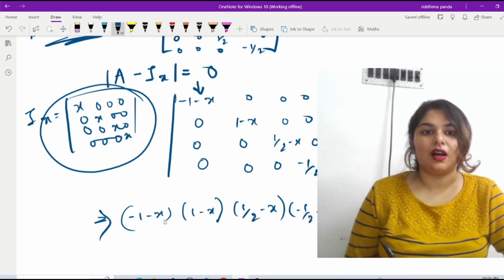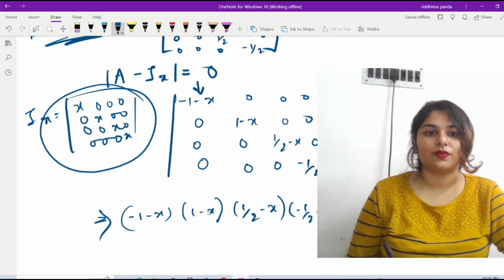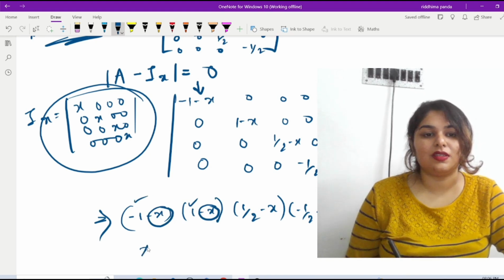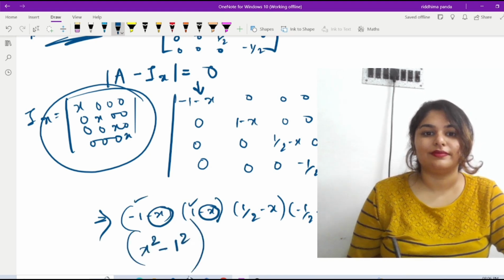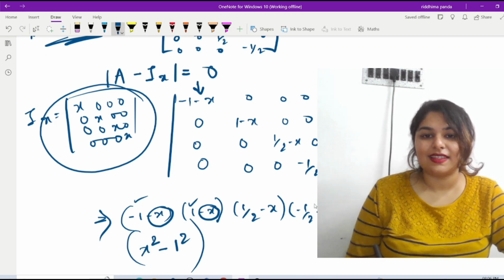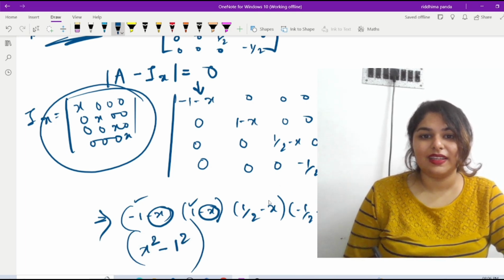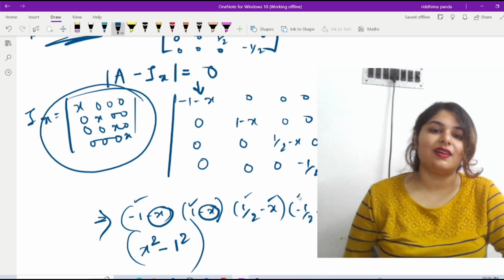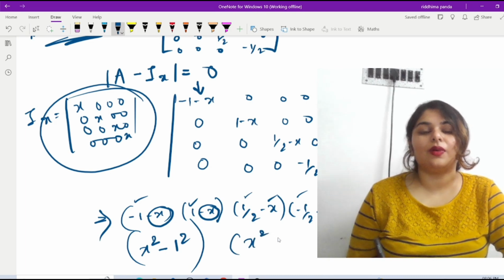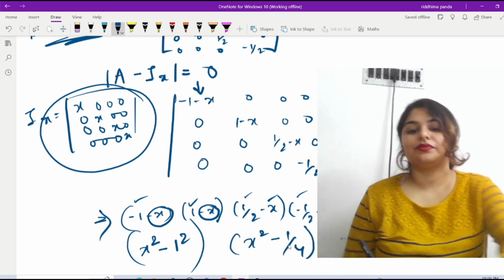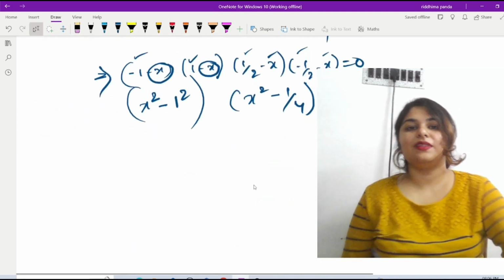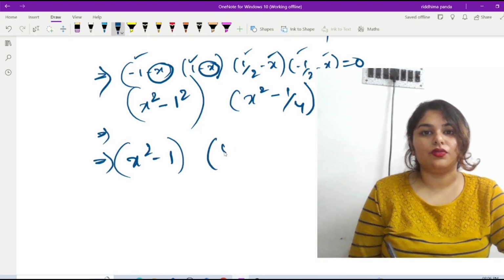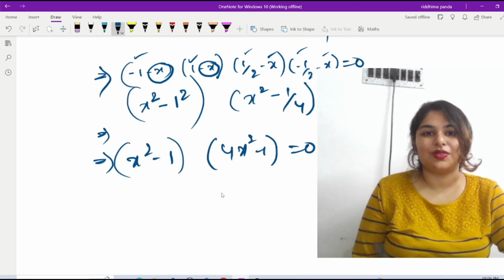As you can see, this is of the form A plus B, A minus B, so this is A square minus B square. Again, this is A plus B, A minus B, so this is x square minus 1 by 4. So if we simplify, we have x square minus 1 into 4x square minus 1 is equal to 0.